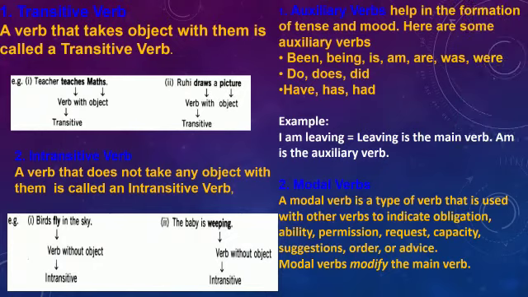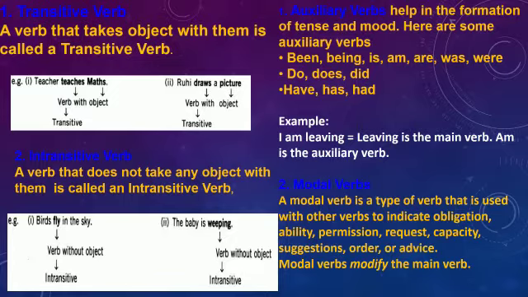Let us see what is a transitive verb. A verb that takes an object with it is called a transitive verb. So look at this example: teacher teaches maths. So maths is the object. This verb, teaches, has taken an object with it, so it is called a transitive verb. Ruhi draws a picture. So draws has got the object picture with it. So it is a verb with an object. That's why we are saying that it is a transitive verb.